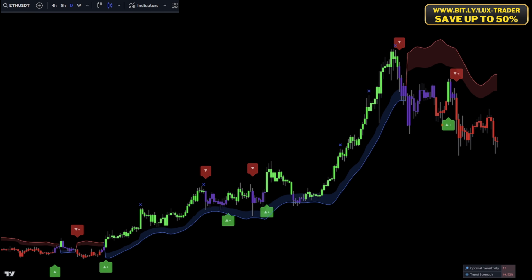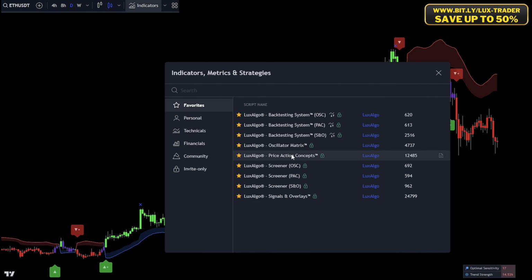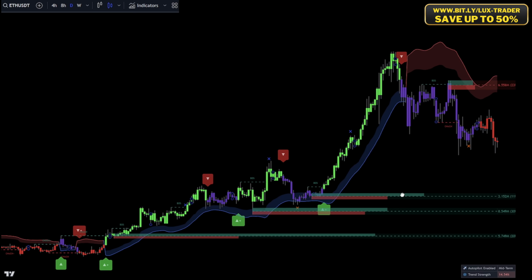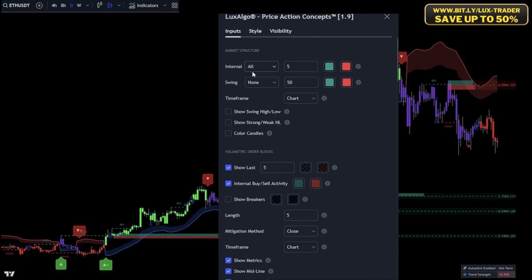Now you want to add a second indicator to the chart. Let's click the Indicators tab again and search for LuxAlgo Price Action Concepts, and add this one to your chart. Now let's double-click it to access its settings. Set both market structure options to all.